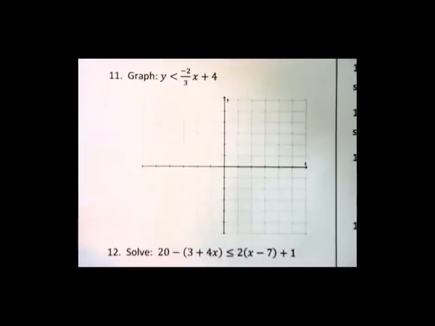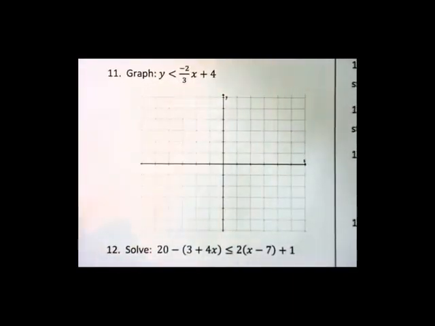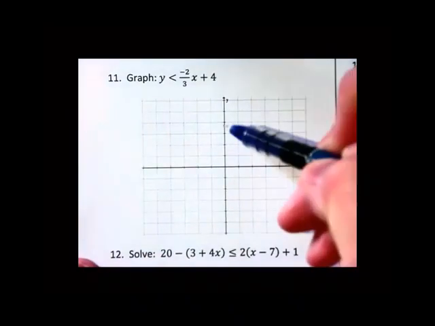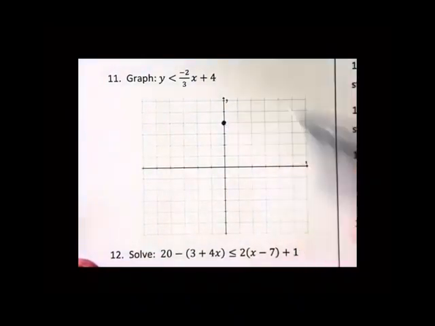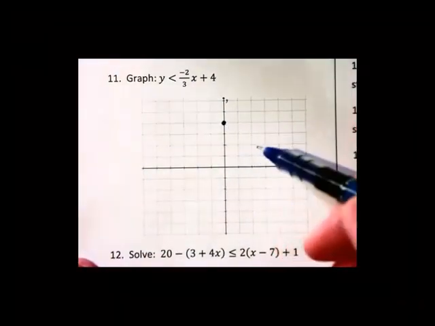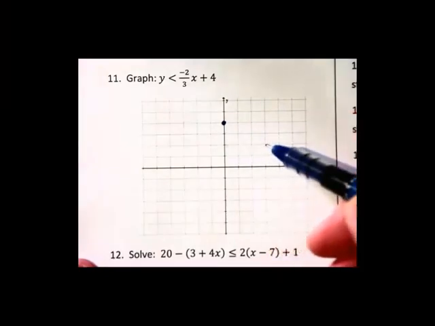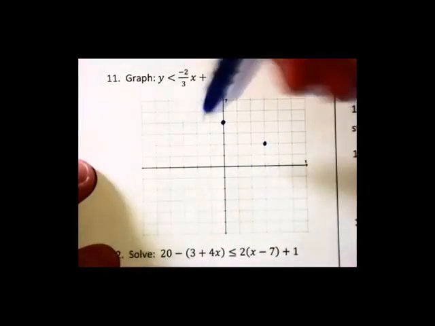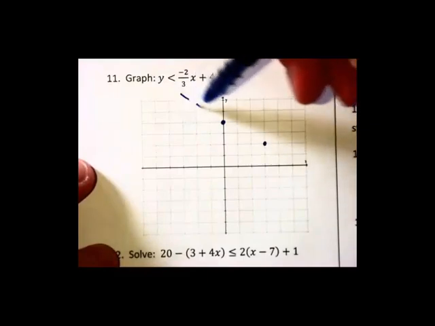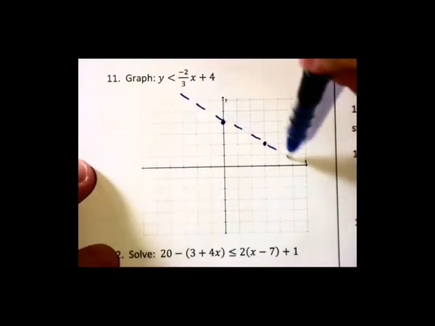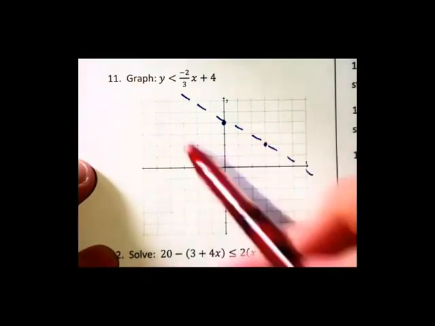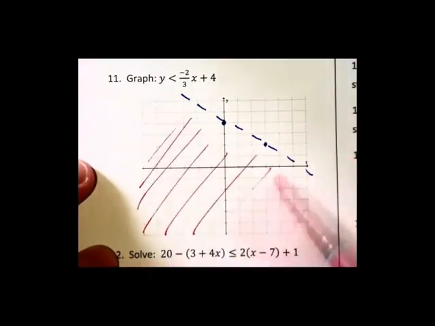We have a graphing problem, and even though it's not shouting out to us that we're going to have shading because of the inequality, we will. We start by graphing the y-intercept up there at 4. We have a slope of negative 2/3, so we go down 2 and over 3. That gives us 2 points through which our line will run. And so there we have it. And the less than says to shade below that line.